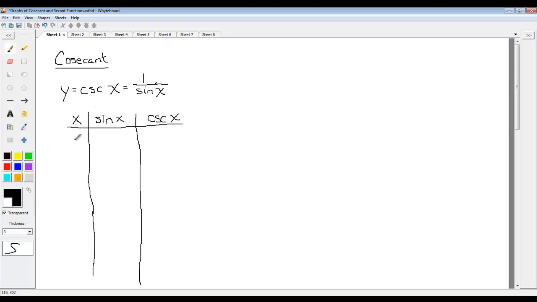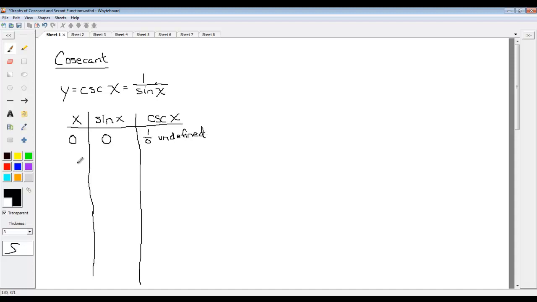Okay, let's start with 0. We can start with anywhere, but let's just start with 0. It's a good place to start. When you do the sine of 0, you get 0. But then if you do 1 over that for the cosecant, remember this is 1 over sine x reciprocal, you're going to get 1 over 0, which is undefined. Now when we did cotangent and we had something undefined, it was a vertical asymptote. And that's exactly the same thing that's going to happen here. Everywhere that your sine of x graph would cross the x-axis, the cosecant x graph is going to have a vertical asymptote.